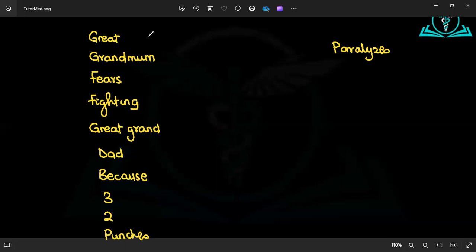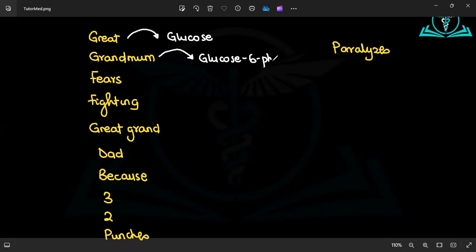Okay. So the Great stands for what? Glucose, right? So glucose is acted upon by hexokinase or glucokinase to form what? Glucose 6-phosphate. And then glucose 6-phosphate is isomerized to form what? Fructose 6-phosphate. So we are just changing the arrangement of the molecule.